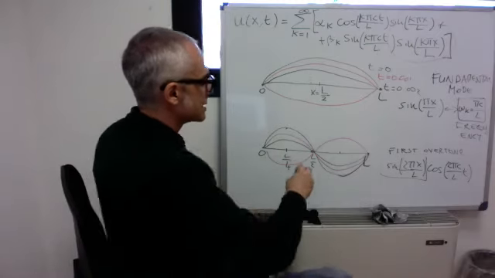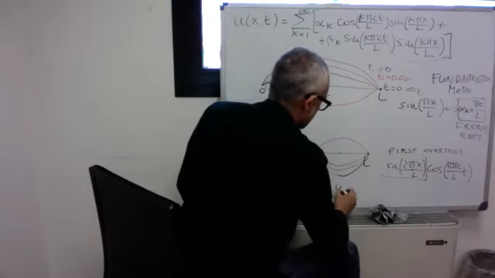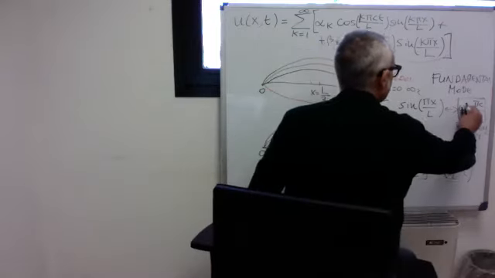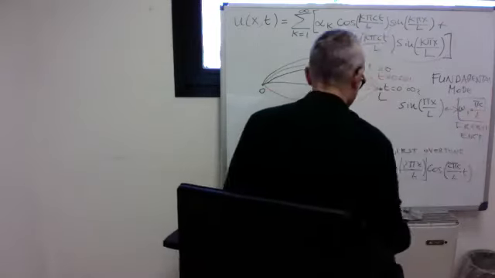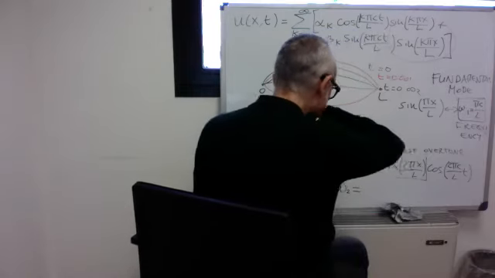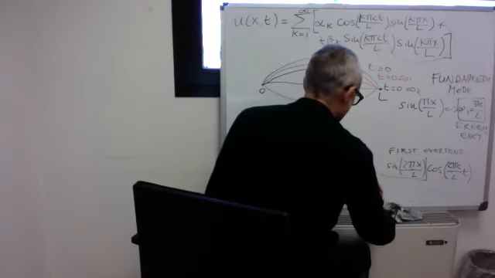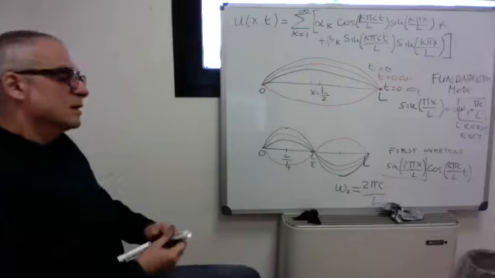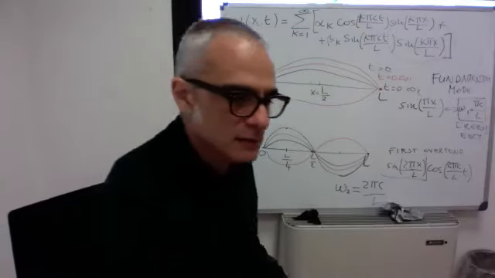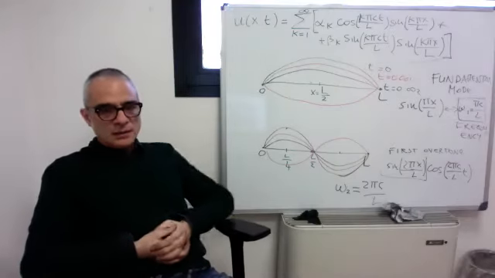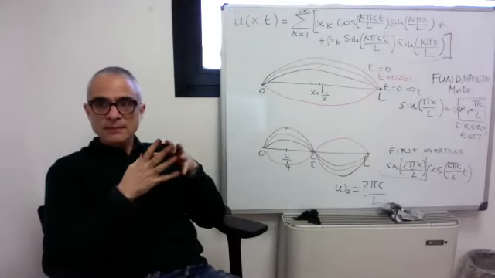With a frequency now that, as you can see from here, omega 1, the fundamental frequency, was just pi c over L, and omega 2 is 2 pi c over L, and so on and so forth. So at this point, I think you can start imagining what happens when we go to higher overtones, but I let you think about that by yourselves.